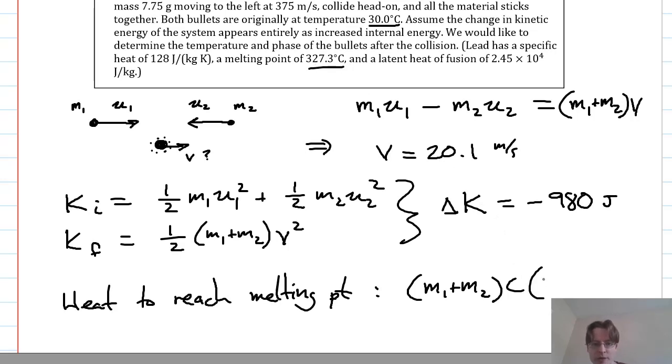So just to be sure, I'll write it in: 327.3 minus 30. That's the delta T value that we're interested in. I plug in the total mass and the C value. I get a heat needed, which is 771 joules.